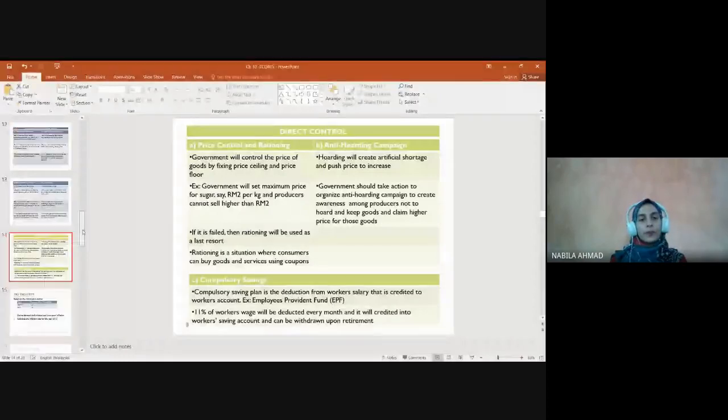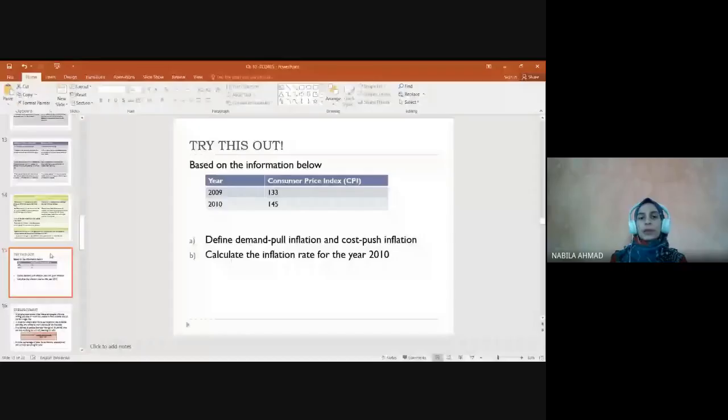Right. So you all boleh try buat soalan ni. Define demand pull inflation and cost push inflation and then calculate the inflation rate. Right? Boleh buat lah. Kalau tak faham nanti boleh tanya saya.